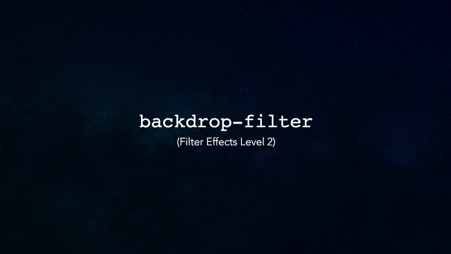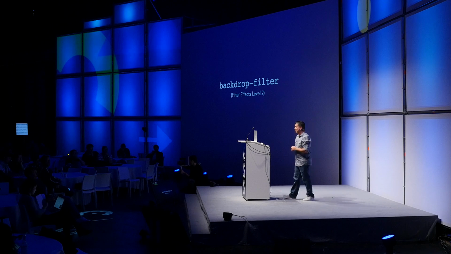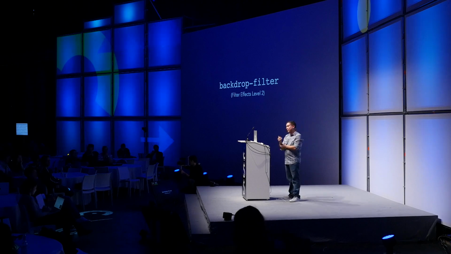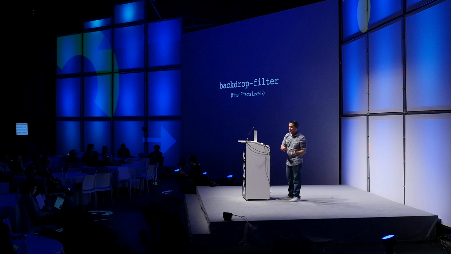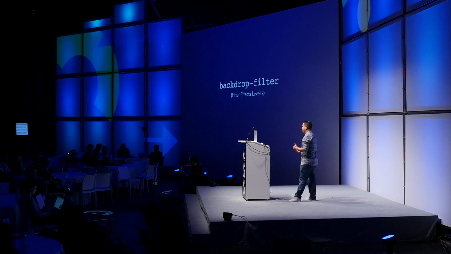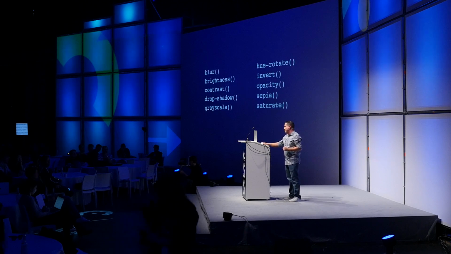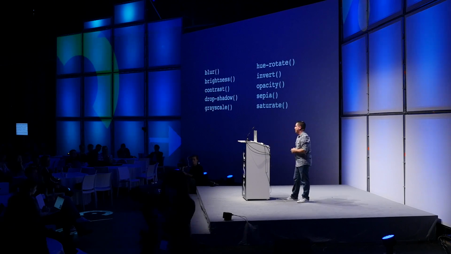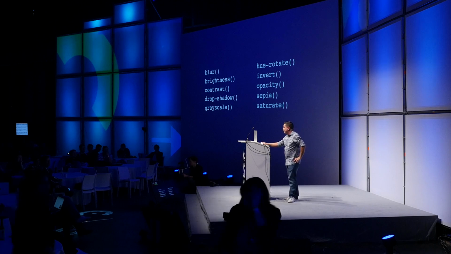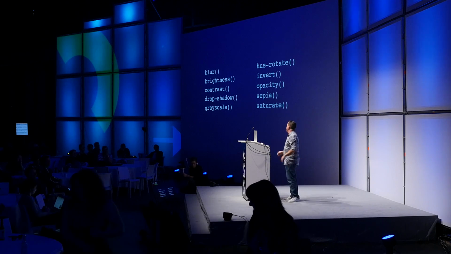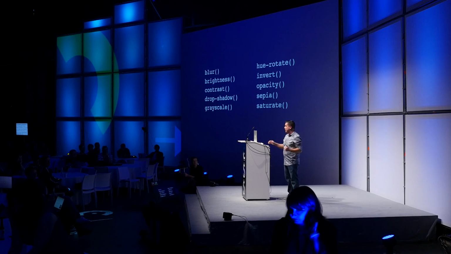Now, another one of my favorite new CSS image effects that isn't part of blending and compositing, but it is part of the filters level 2 spec, is backdrop filter. So if you've worked with CSS filters, you know that you can apply a series of these Photoshop-like filter effects to HTML elements. Well, you can have blur, drop shadow, grayscale, contrast, invert, and a bunch of others. The backdrop filter property lets you add some of those same effects, but to the area behind an element.